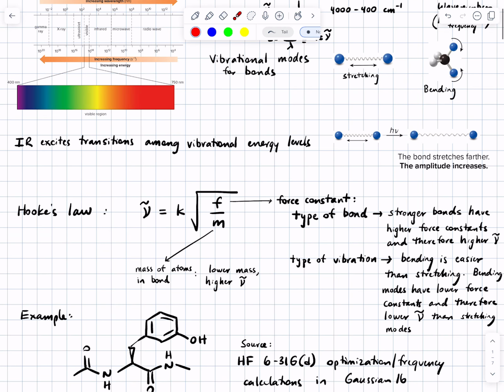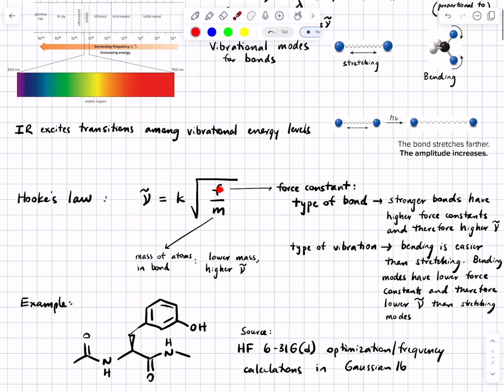Second, force constant, type of bond. Stronger bonds have tighter springs, more resistant springs. So stronger bonds should show up at higher frequency, higher wave number. So as an example, you would expect double bonds to show up at a higher frequency or higher wave number than single bonds, because a double bond, sigma plus pi, is stronger than just a single bond, just sigma.